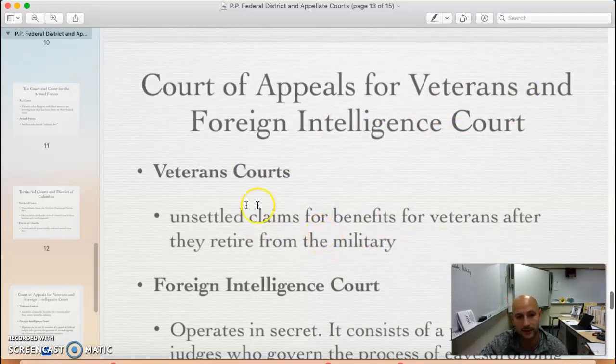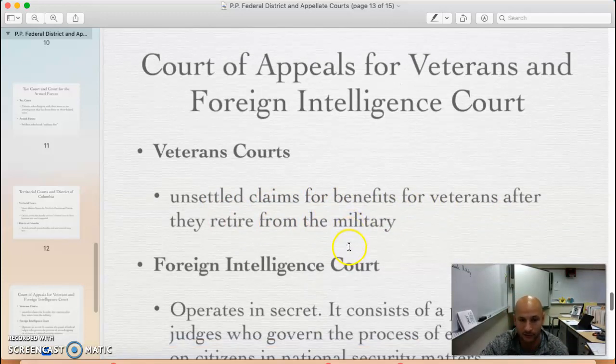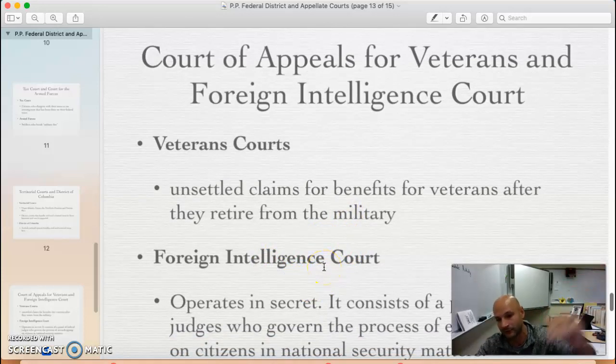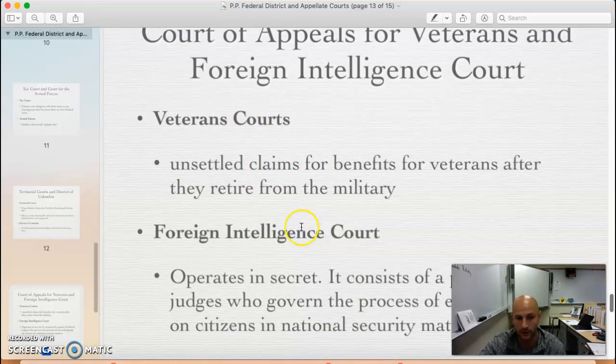The Court of Appeals for Veterans and the Foreign Intelligence Courts, going up to the second level here. Like I said, the Veterans Courts settle claims for benefits for veterans after they retire. So we have a separate Veterans Court, and I'll show you that. It's kind of a whole different bracket going up for just specific veterans of the military and what they have. We seem to get a lot of court cases that come through there, and they were flooding the district court, so they literally created a whole different one.